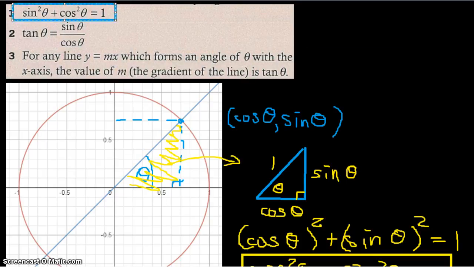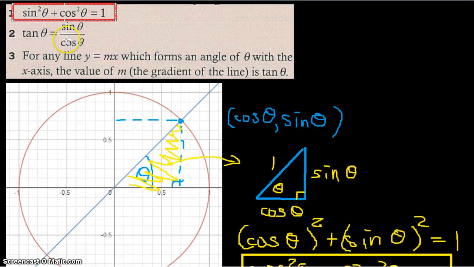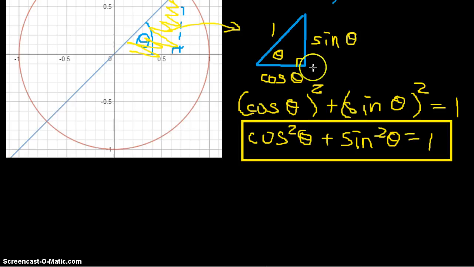Let's come back to our right triangle over here. The second property says that tangent theta is equal to sine theta over cosine theta. We already know SOHCAHTOA, right? We are looking at the TOA part, which is tangent equals opposite over adjacent. So if I look at this right triangle over here, let me just copy that.